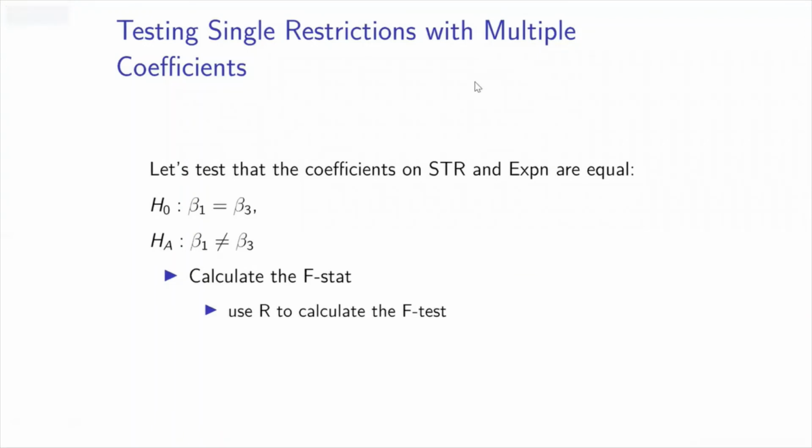We can also use the F-test to test whether multiple coefficients are linearly related to one another. For example, we can test that the coefficients on STR and expenditure are equal. In this case, we specify in the null that beta 1 and beta 3 are equal. The null implies that these two variables have the same impact on the test scores. In the alternative, we specify that beta 1 and beta 3 are not equal. The alternative implies that these two variables have different impacts on the test scores.